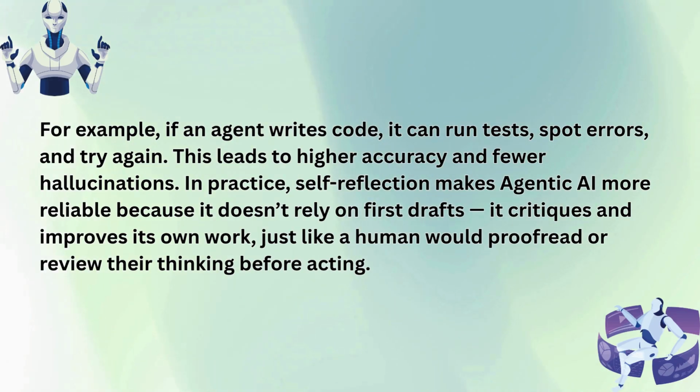For example, if an agent writes code, it can run tests, spot errors, and try again. This leads to higher accuracy and fewer hallucinations. In practice, self-reflection makes agentic AI more reliable because it doesn't rely on first drafts. It critiques and improves its own work, just like a human would proofread or review their thinking before acting.